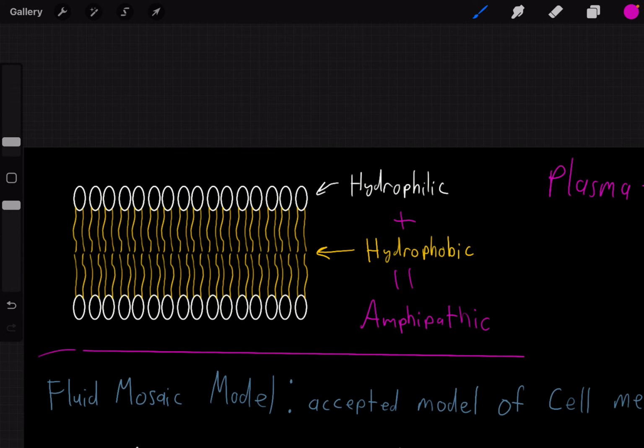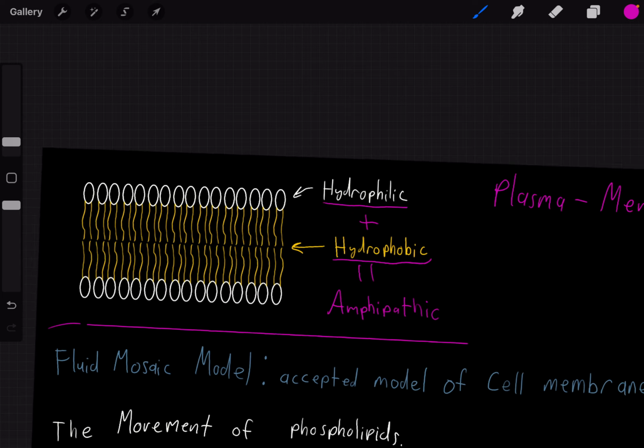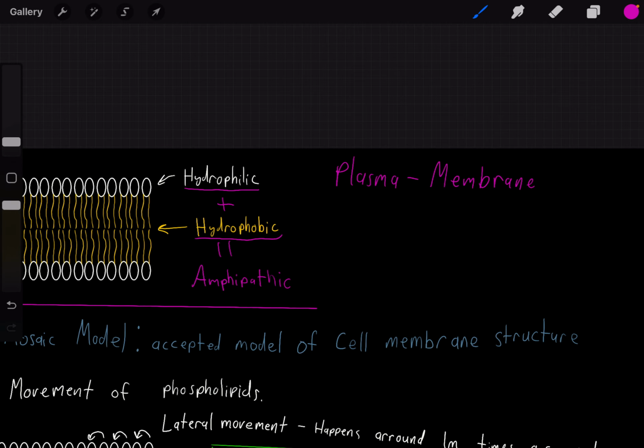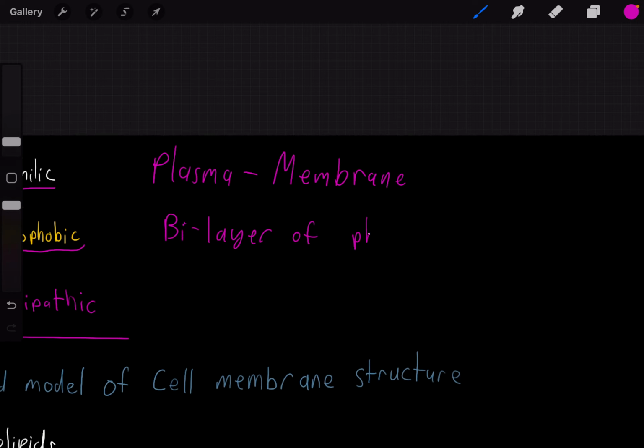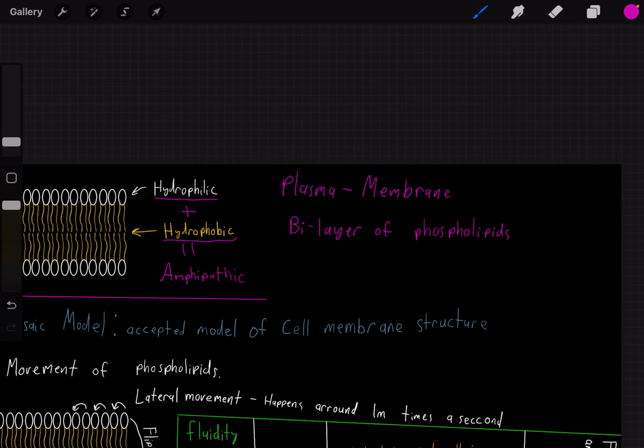So this top part here is the plasma membrane. And we talked about how it has a hydrophilic head right here, which means it likes water, and hydrophobic tails, which face each other. So a plasma membrane is a bilayer of phospholipids. So bilayer means two.